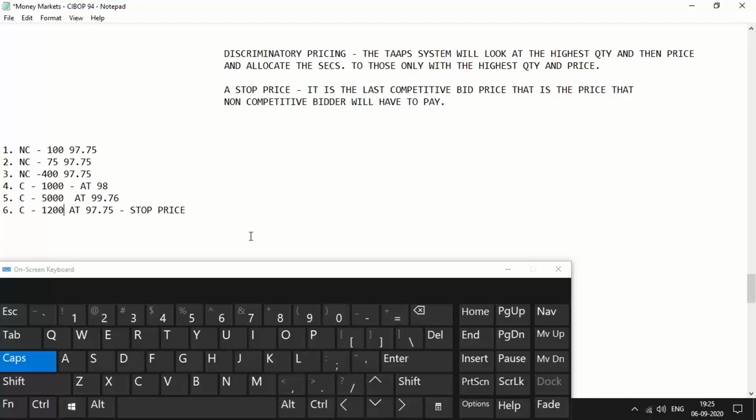Now, let me relate it to cricket. All of you understand how the IPL auction process works, right? If I want a player and I give the lowest price, will I get that player, or if I give the highest price, I'll get the player? Exactly. So here we talk about discriminatory pricing. We're looking at highest quantity first and then price.